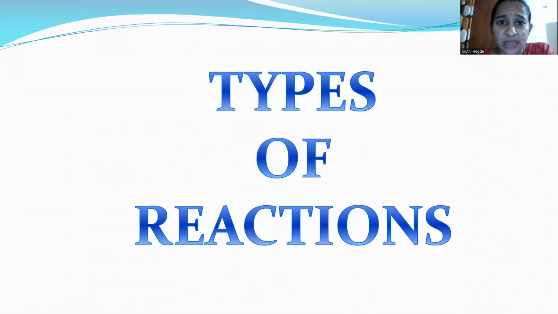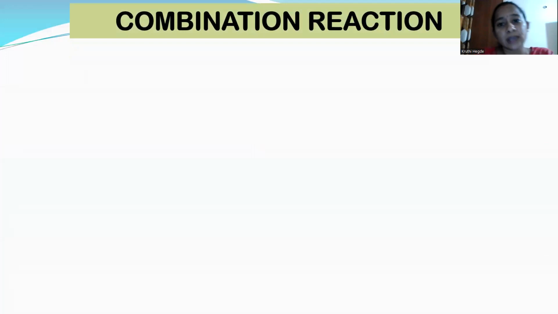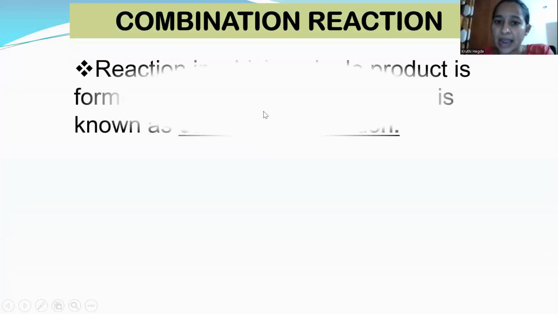Coming to the types of reaction. In our day-to-day life, there are many reactions occurring and they are broadly grouped into 5 to 6 types. Let us understand each of those types of reaction in detail. First one is the combination reaction.